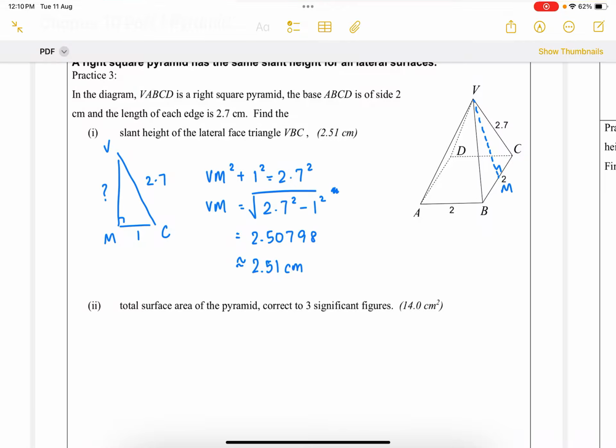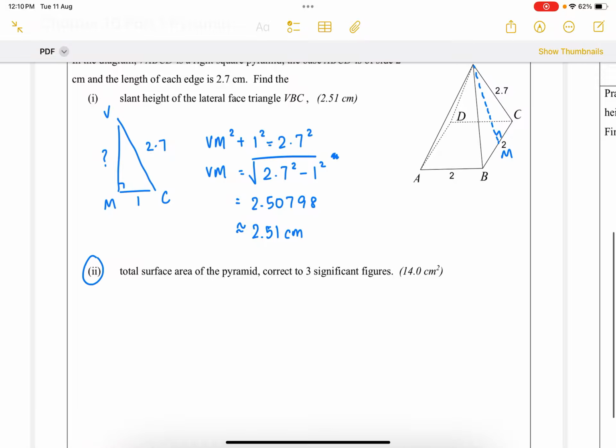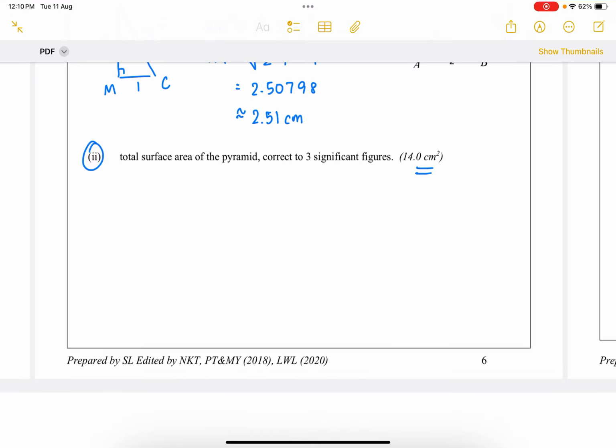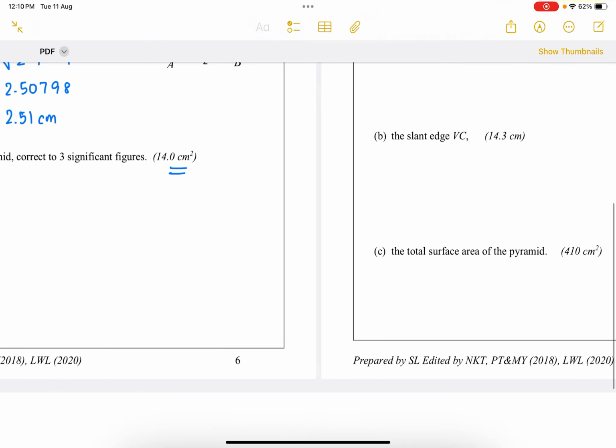You multiply by 4 triangles. Don't forget the square base. And you have done part 2. So this answer is for you to check. Move on to the next one.